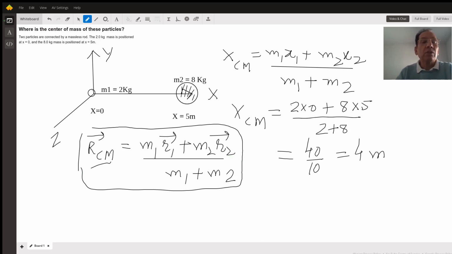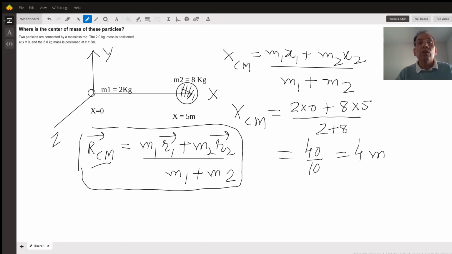Now, if it is a single dimension, then the formula reduces to x center of mass equals m1 x1 plus m2 x2 divided by m1 plus m2. And if there are many masses, then it is m1 x1 plus m2 x2 plus m3 x3 and so on, divided by m1 plus m2 plus m3 and so on. This is when they are in one dimension only, along the x-axis.